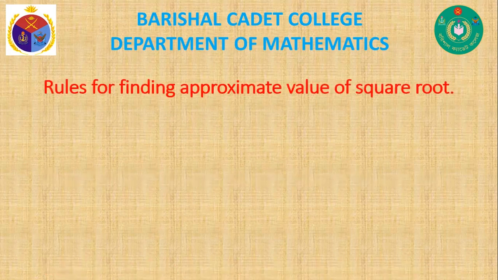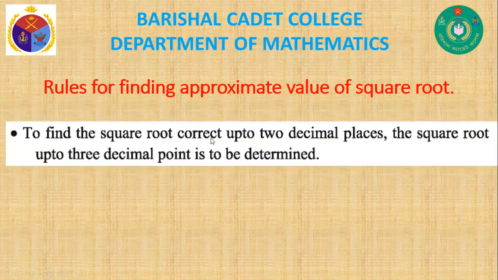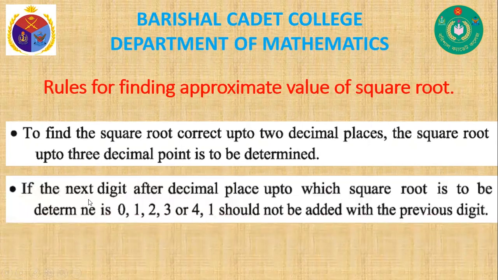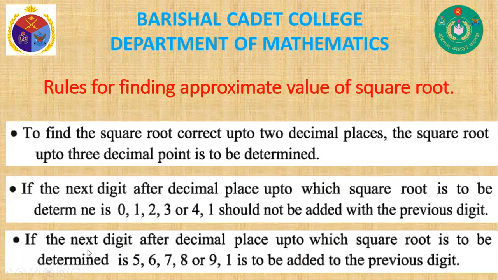Now, rules for finding the approximate value of a square root. To find the square root correct up to 2 decimal places, the square root up to 3 decimal places is to be determined. If the next digit after the decimal place up to which the square root is to be determined is 1, 2, 3 or 4, 1 should not be added to the previous digit. If the next digit is 5, 6, 7, 8 or 9, 1 is to be added to the previous digit.